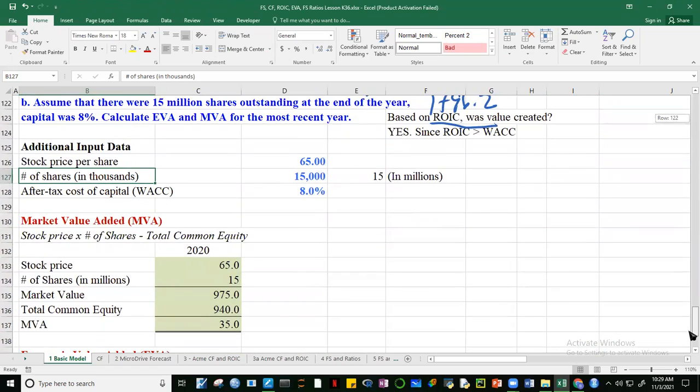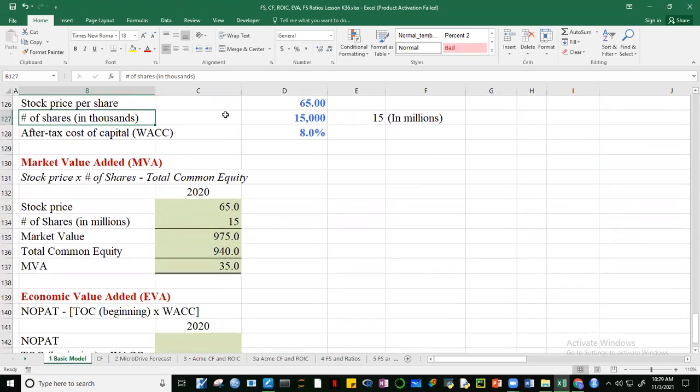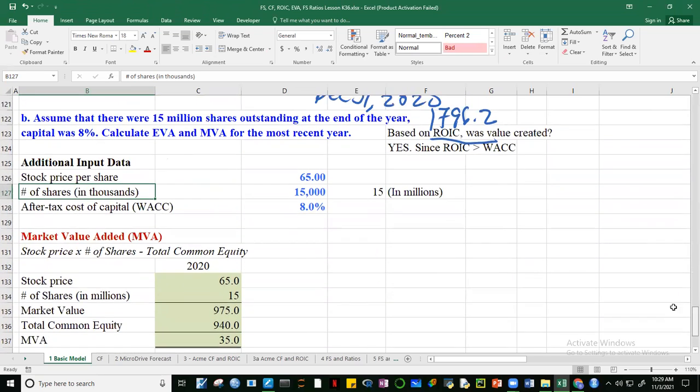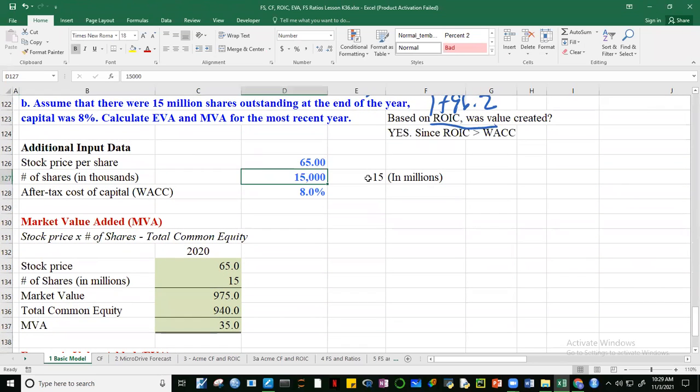Now, we have the number of shares which is in thousands, so we cannot use this because this is in thousands. We have to convert this to be in millions. So how did we convert this in thousands to be in millions? We have to divide this by 1,000 in order to convert the 15,000 to be 15 in millions.